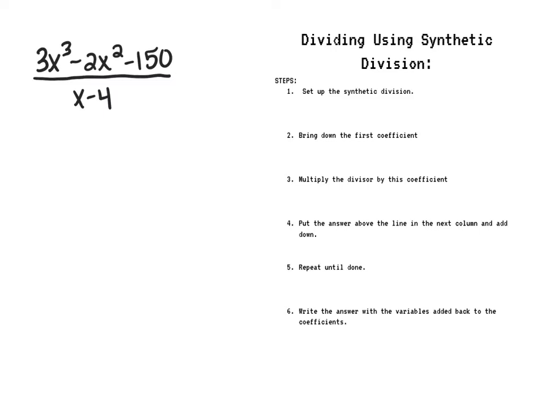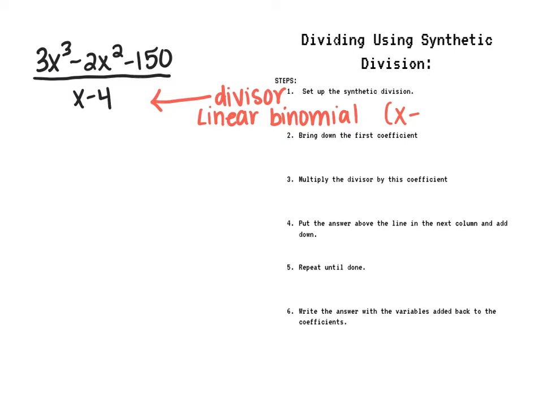So when does synthetic work? Synthetic is going to work when the divisor, so when I'm looking at my divisor here, my divisor is x minus 4, when my divisor is a linear binomial. Okay, so when I say a linear binomial, that means it has to be in that form x plus or minus a number. So that is the only time that it's going to work, when I have x plus or minus a number. And I think most times they will actually call it k.